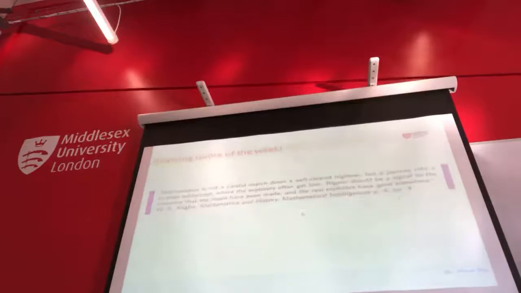This time it's from the historian of maths. Maths is not a careful march down a well-cleared highway, but a journey into a strange wilderness where the explorers often get lost. Rigour should be a signal to the historian that the maps have been made and the real explorers have gone elsewhere. You are all real explorers.